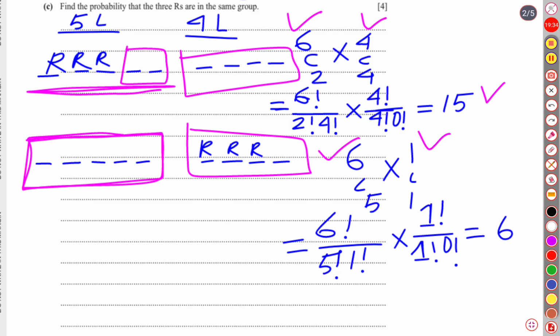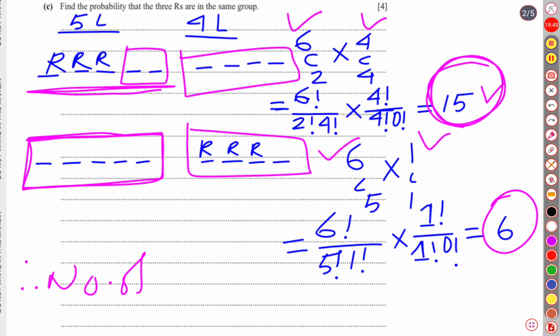So ultimately, in our first case the number of selections is 15, and in the second case the number of selections is 6. So the total number of selections is 15 ways and then 6 ways, so 21. That means in 21 different ways we can select the letters according to this question.